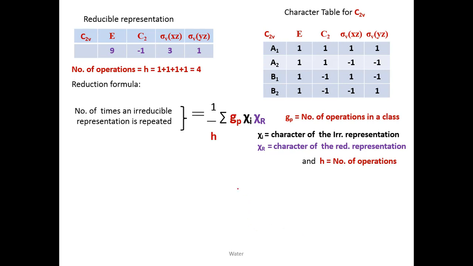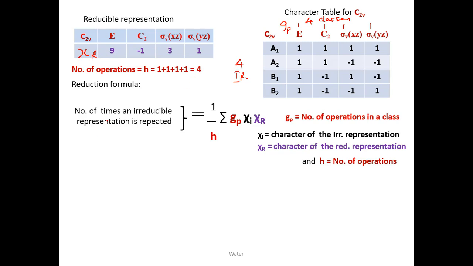For that, we need the character table. This is the character table for the C2v point group. Here you have 4 classes, and so 4 irreducible representations are present, namely A1, A2, B1, B2. The value of g_p is the number of operations in each class. Here we have 1 E, 1 C2, 1 sigma v xz and 1 sigma v yz, and so the g_p value is 1. And the chi-r values, the characters of the reducible representation, are 9, -1, 3 and 1.